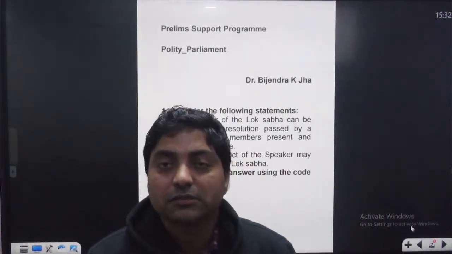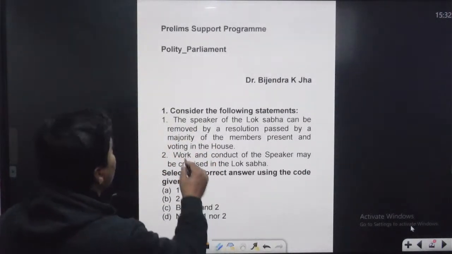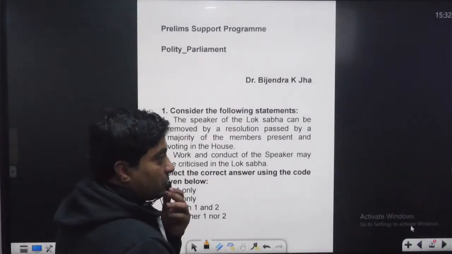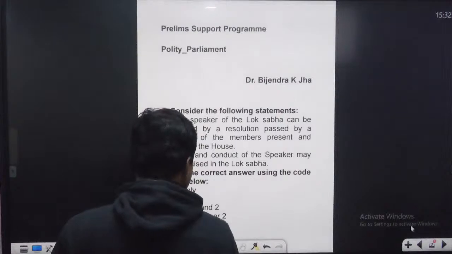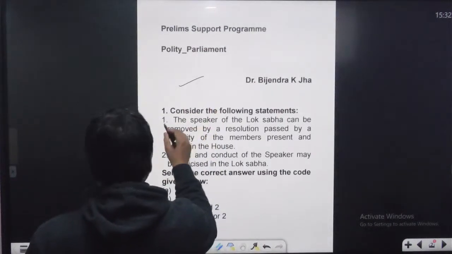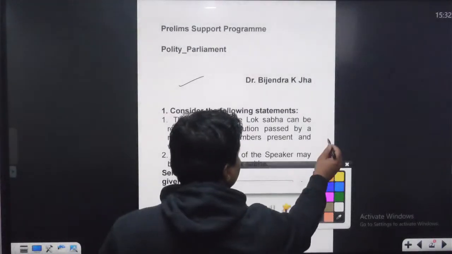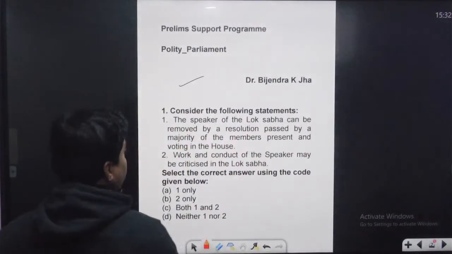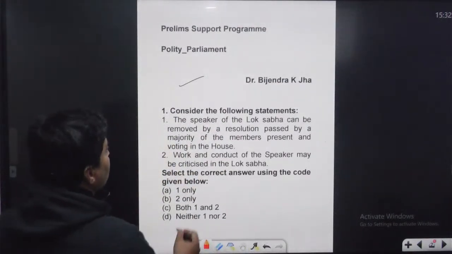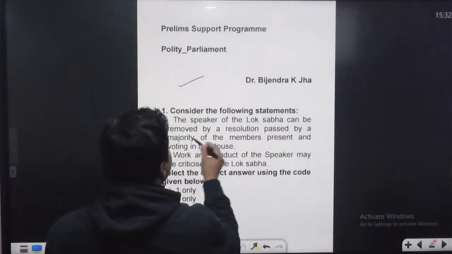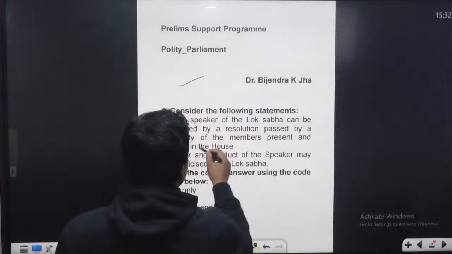Now, if you look at the question, it's good. The question number 1. Here you can see question number 1. Following statement. First statement is: the Speaker can be removed by the resolution passed by majority of the members present and voting in the House.